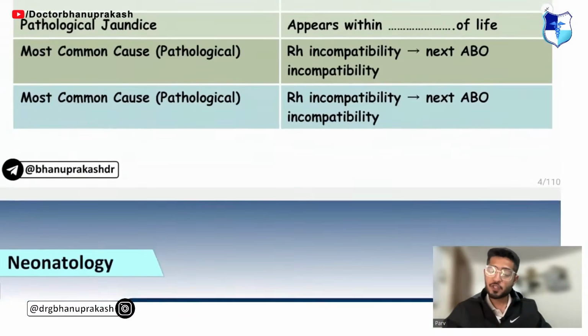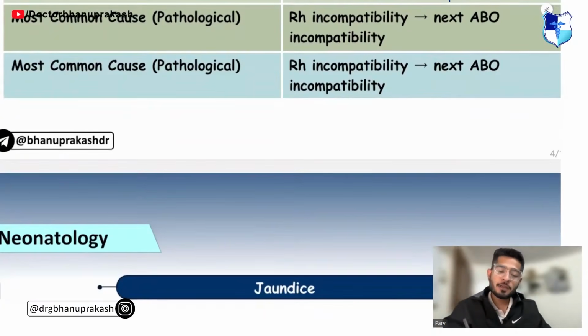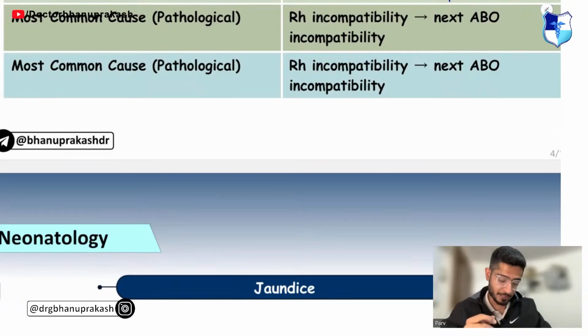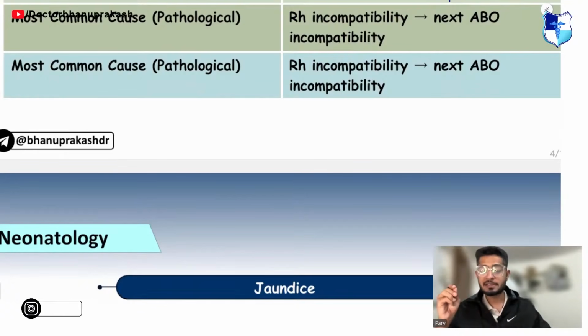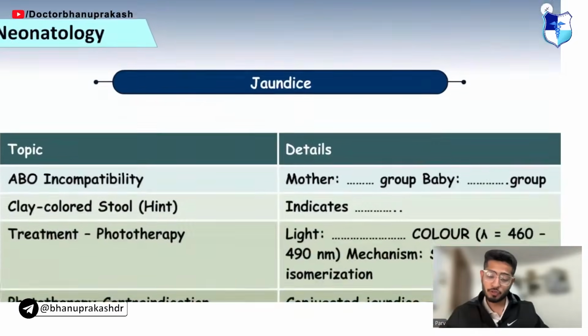Pathological jaundice appears in how many days of life? Within 1 day. Now, what is the most common pathological cause? The most common cause of pathological jaundice is Rh incompatibility, and next is going to be ABO incompatibility. Rh incompatibility is the most common cause, not ABO incompatibility. Please don't get this wrong.